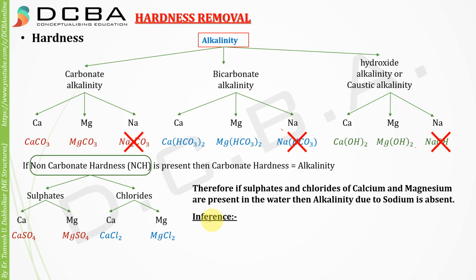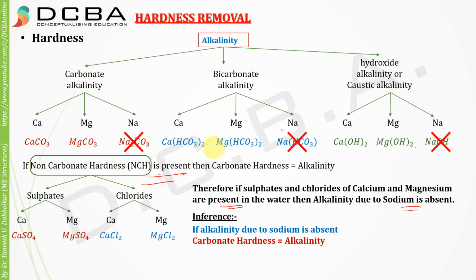Correct? What inference can be made? That if alkalinity due to sodium is absent, carbonate hardness is equal to alkalinity. How did I reach this conclusion? If alkalinity due to sodium is absent, then sulfates and chlorides of magnesium are present. If sulfates and chlorides of magnesium and calcium are present, it means non-carbonate hardness is present. If non-carbonate hardness is present, it means carbonate hardness is equal to alkalinity. So if A equals B equals C equals D, then A equals D, right? This is the logic that we can use here. Did you get this inference? A very important inference.